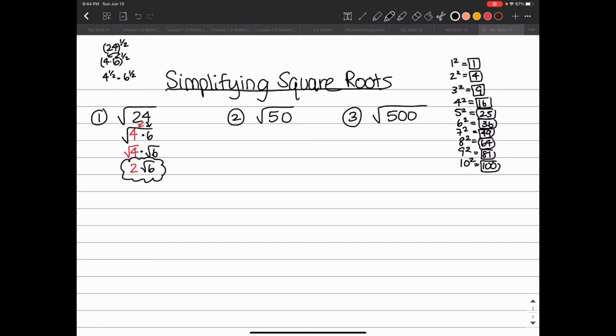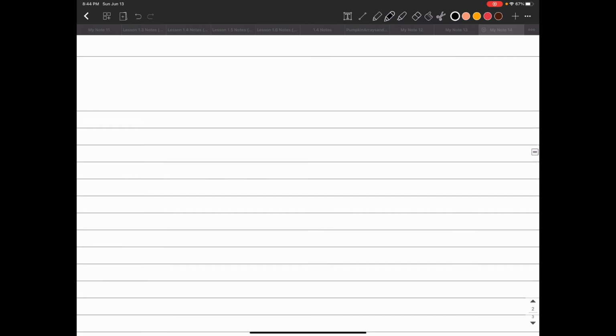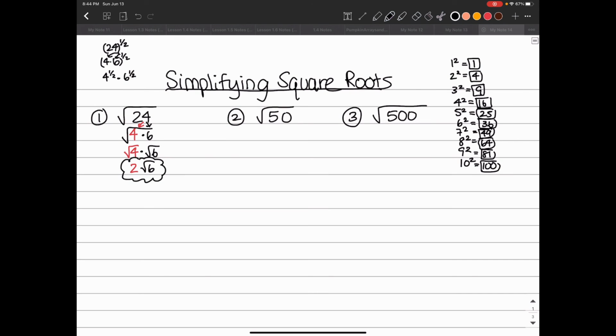The square root of 50, I'm looking for the biggest perfect square inside of 50. Well, 49 doesn't work. 36 doesn't work. Oh, 25 is a factor. So I'm going to write it 25 times 2. That is the square root of 50 broken down. I can rewrite this as the square root of 25 times the square root of 2. That is 5 square roots of 2. And that's my simplified answer.